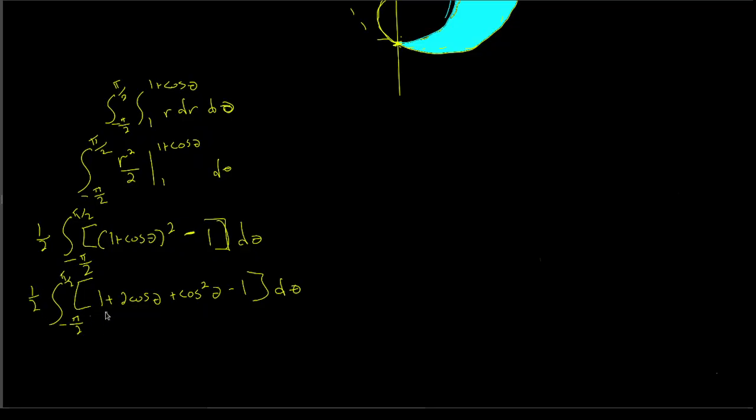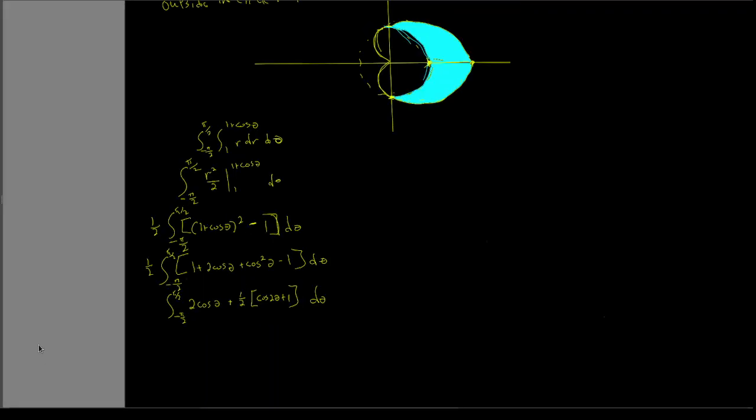And then let's see, it was minus 1. So the 1's cancel out, so we're going to get 2 cosine theta. And we're going to use our power reduction rule. So this will be 1/2 cosine 2 theta plus 1 d theta, evaluated from negative pi over 2 to pi over 2.